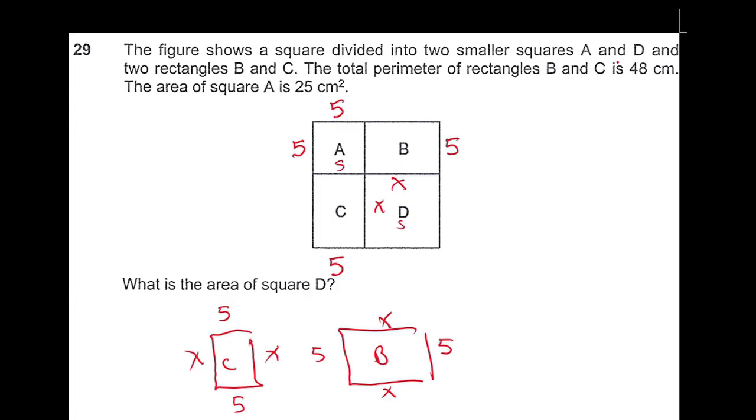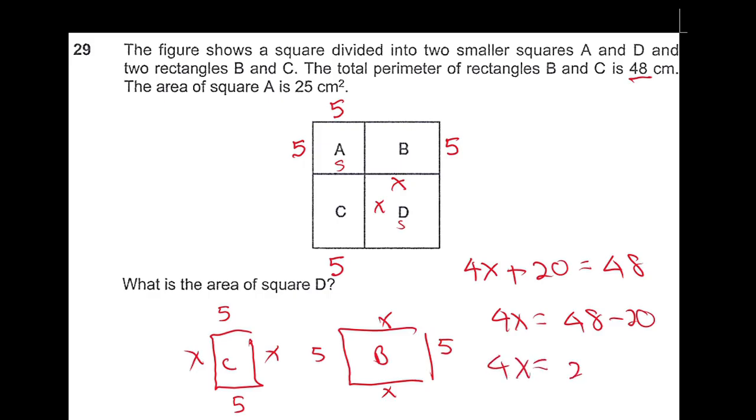Okay, so now we know that B and C total parameter is 48. Which means that 5 plus X plus 5 plus X, 5 plus X plus 5 plus X will give me 48. So in total there will be 4x, plus 5 plus 5 plus 5 plus 5, which is 10 plus 10, so it's 20, and it must give me 48. So 4x will give me 48 minus 20. 4x will give me 28. X will give me 7.